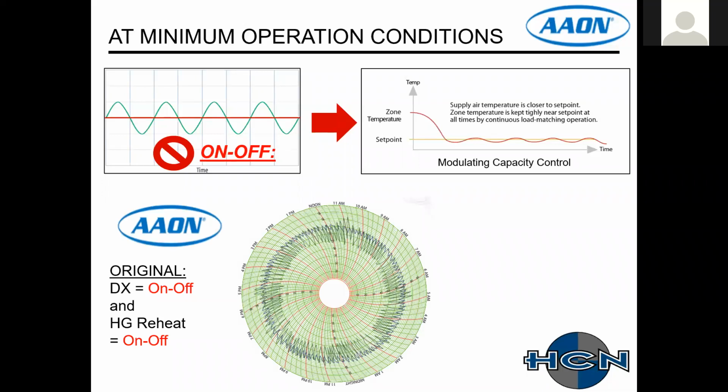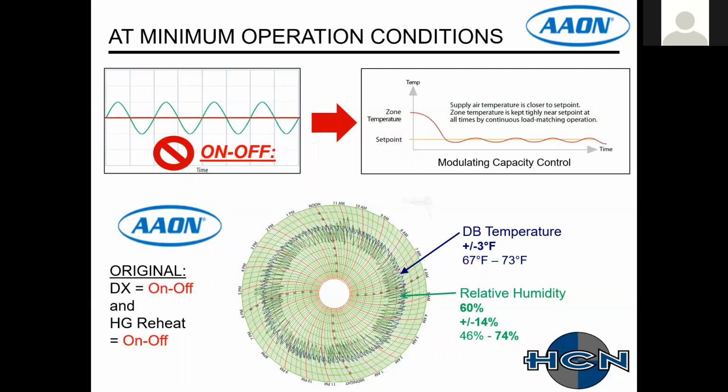And then just, Aon a few years ago did a study where they put a data logger in a space. They recorded the dry bulb temperature and RH. The original equipment was DX with on-off compressors as well as hot gas reheat that had on-off control. As they measured the temperature over that 24-hour period, the dry bulb temperature had a set point of 70. The fluctuation of plus or minus 3 degrees is not really too bad or too uncomfortable.